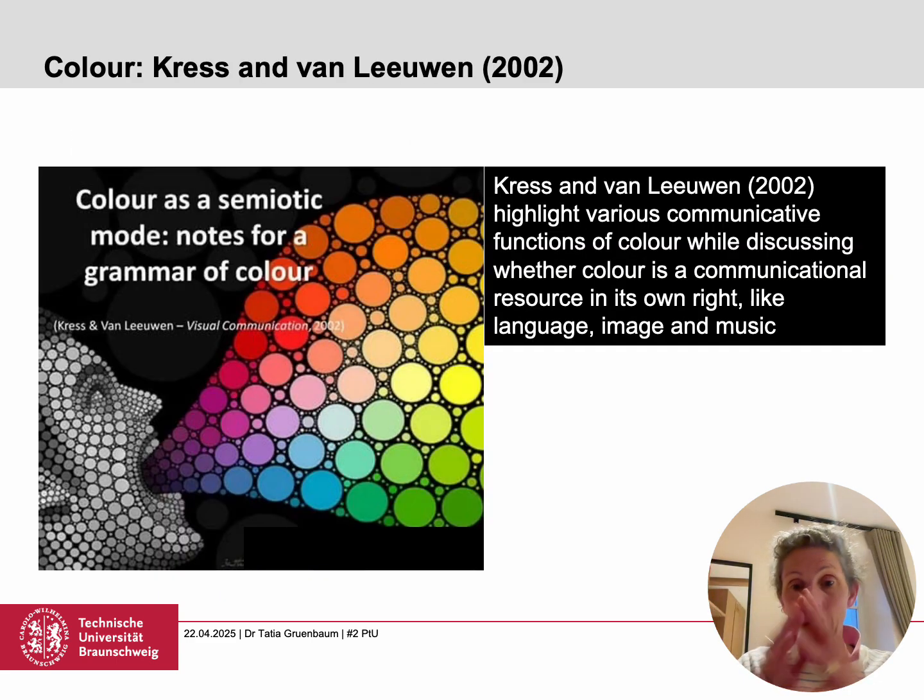Okay, stay with me. We have made it to the last slide of theory, and this is our final slide on theory before we start exploring a few covers. So Kress and Van Leeuwen, and I really do need to mention them because their work, Color as a Semiotic Mode: Notes for a Grammar of Color, is also work that Serafini drew on when it came to his framework for analyzing the illustrations, which I mentioned earlier on. Now, Kress and Van Leeuwen discuss whether color is a communicational resource in its own right, like language, like image, and music.